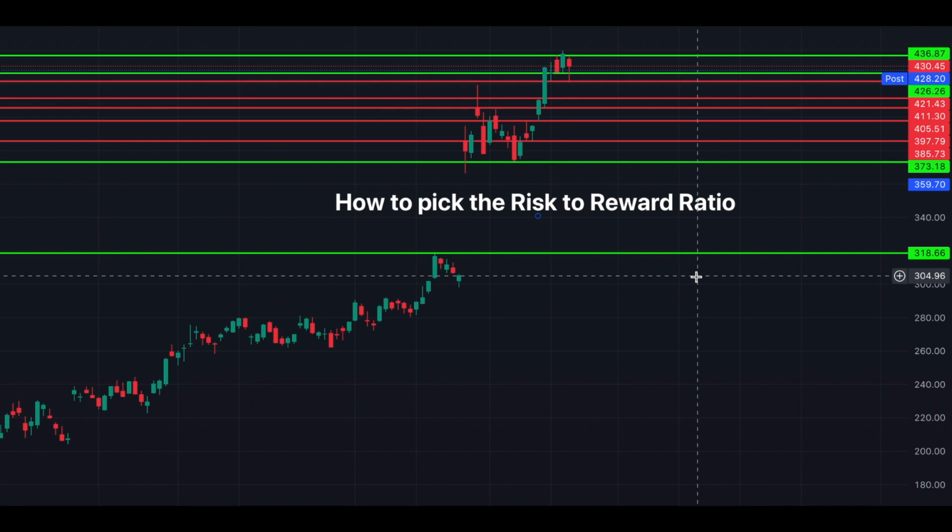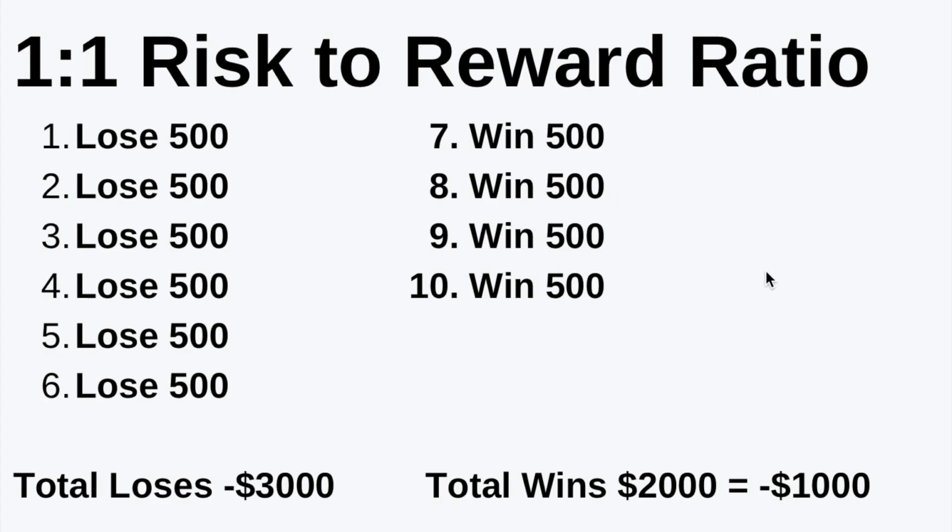To make things easier, I drew this for you. I'm trying to make this as simple and very easy to understand as possible. So 1 to 1 risk to reward ratio. Let's say trade number 1, you lost 500. Trade number 2, lose 500. Trade number 3, lose 500. Trade number 4, you lose 500. Trade number 5, you lose 500. And trade number 6, you lose 500.